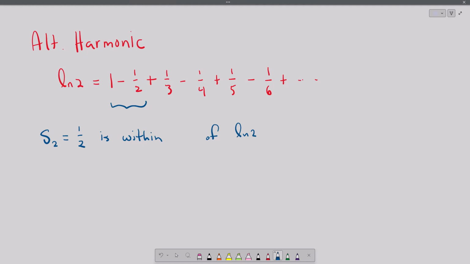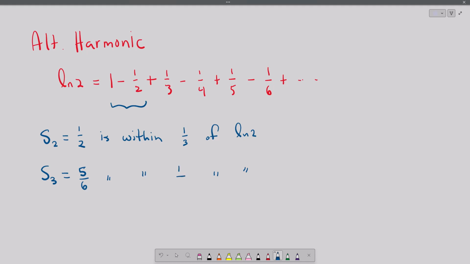Whatever the remainder is, it's within 1/3. 1/3. It's the first unused term. The first unused term is the measure of the remainder. If we go to S sub 3, that's going to be 1/2 plus a third, which is 3, 4, 5 over 6, I believe. That's going to be within how much of natural log of 2?